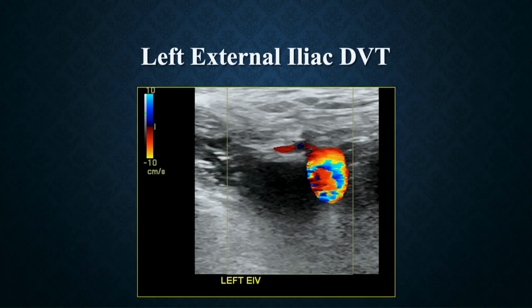So we scanned up and we see that there's actually a focal thrombus in that left external iliac vein. A little unusual, right? We typically don't see thrombus in the external iliac vein alone, but that's the case here. So it wasn't that the whole leg was thrombosed, it was just a focal obstruction of the left external iliac vein with the DVT. The rest of the leg was patent.